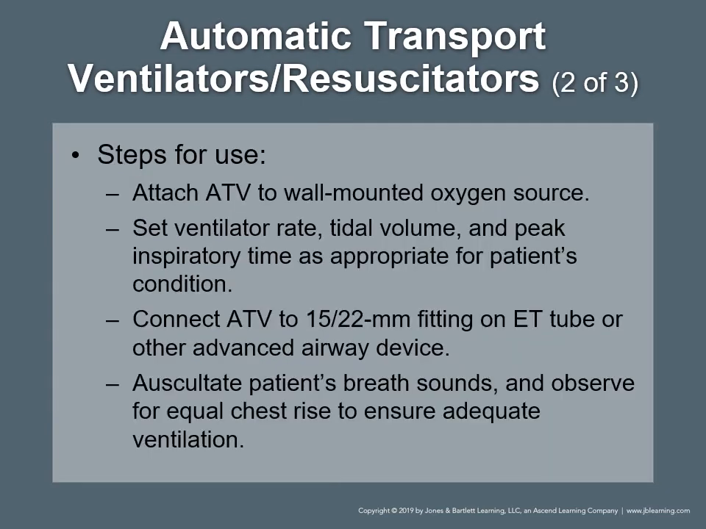Steps for using the ATV are as follows. Attach the ATV to the wall-mounted oxygen source. Set the ventilator rate, tidal volume, and peak inspiratory time on the ATV as appropriate for the patient's condition. Connect the ATV to the 15-22 mm fitting of the ET tube or other advanced airway device. Auscultate the patient's breath sounds and observe for equal chest rise to ensure adequate ventilation.